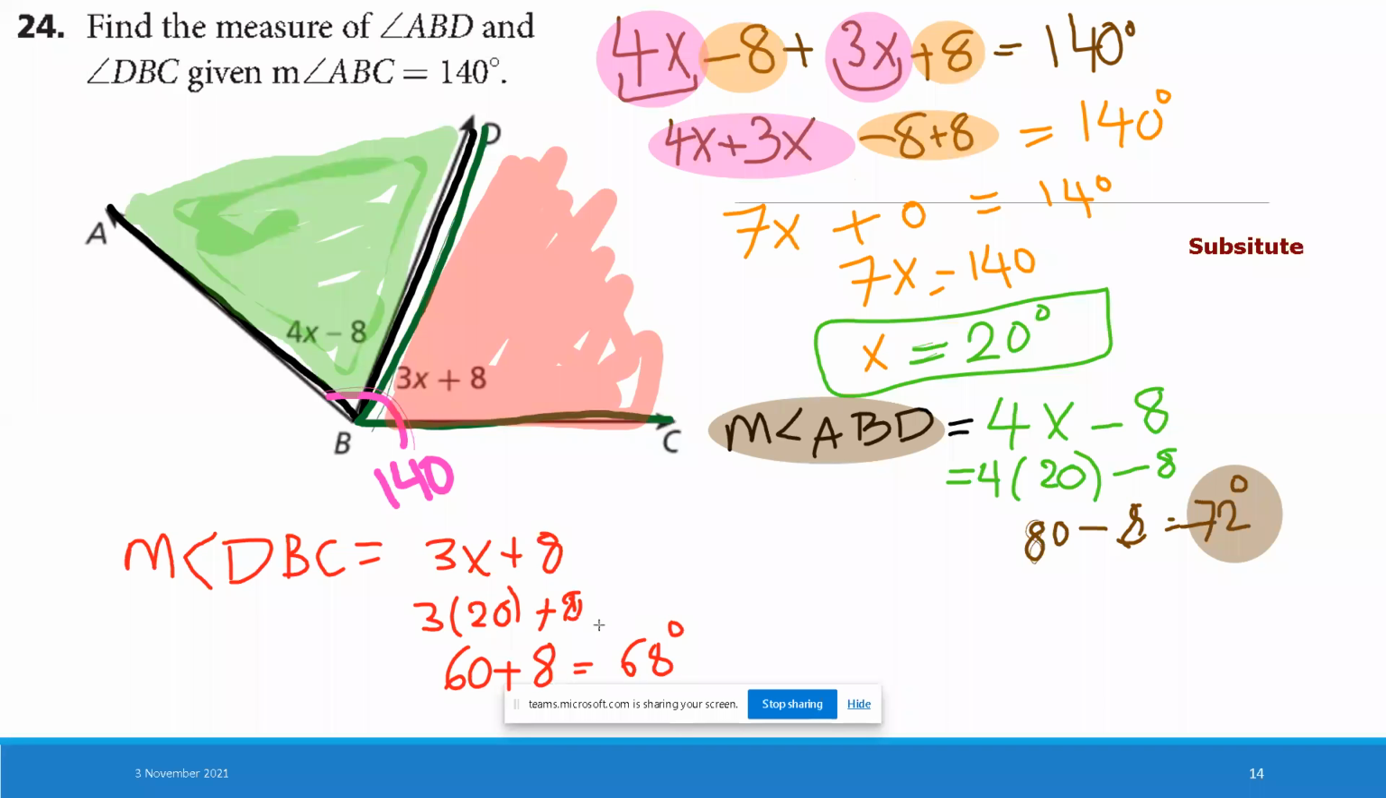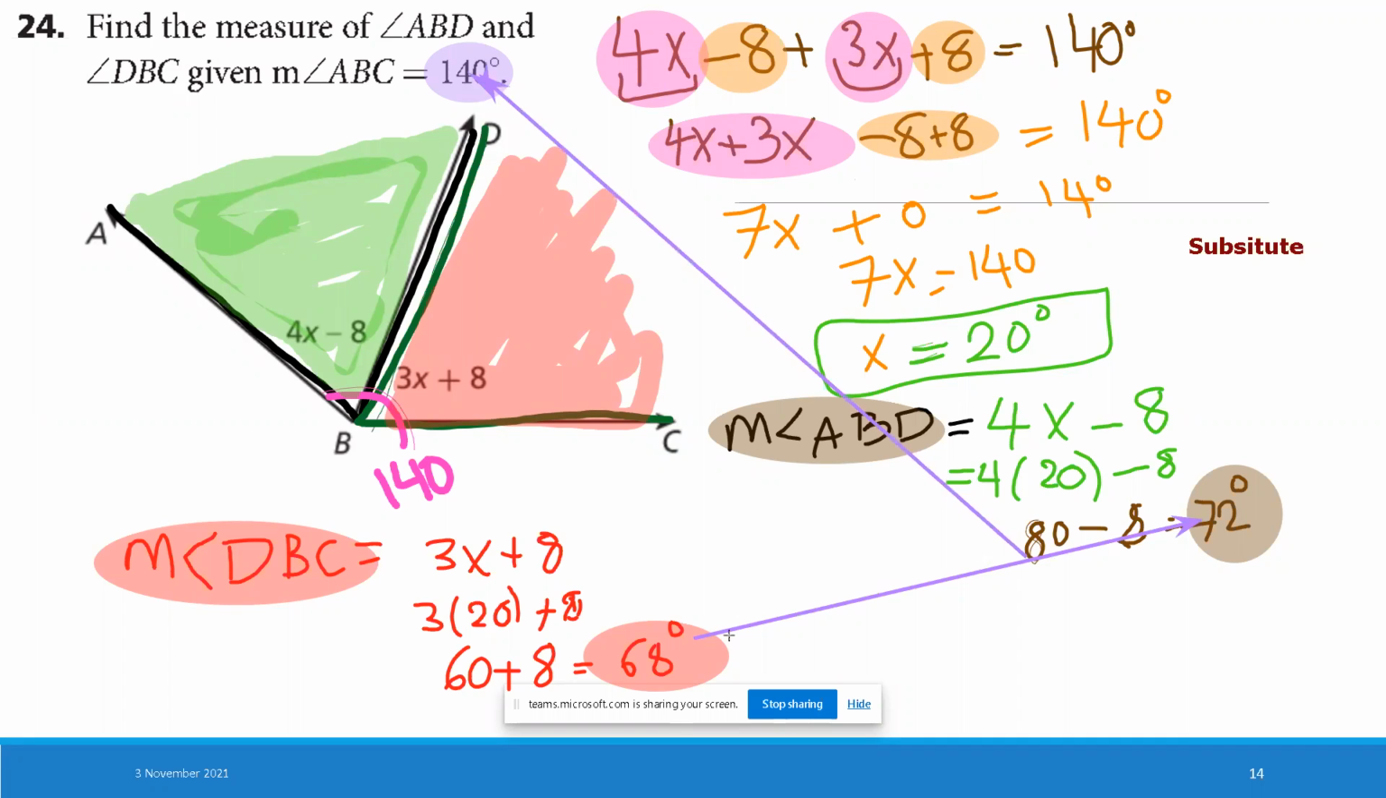Now, Nada, how can you check if your solution is correct or not? Bravo. You must add 68 plus 72, and their summation must equal 140. Is it clear, girls? Yes.